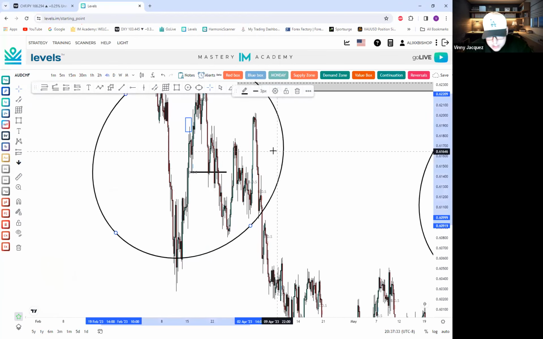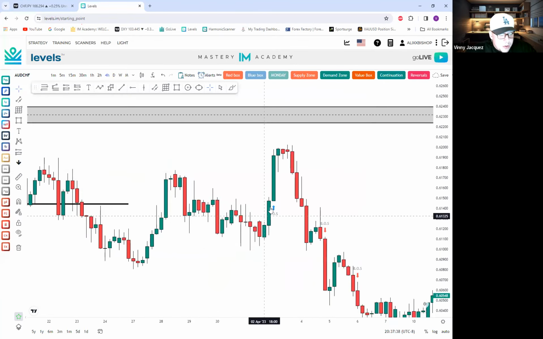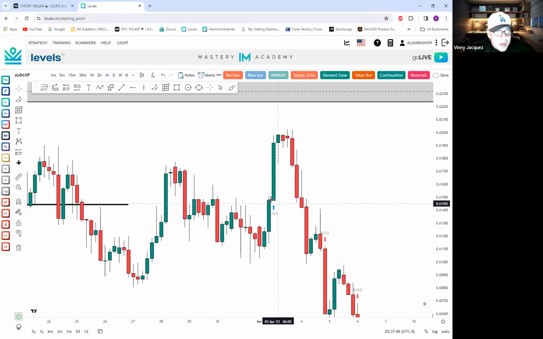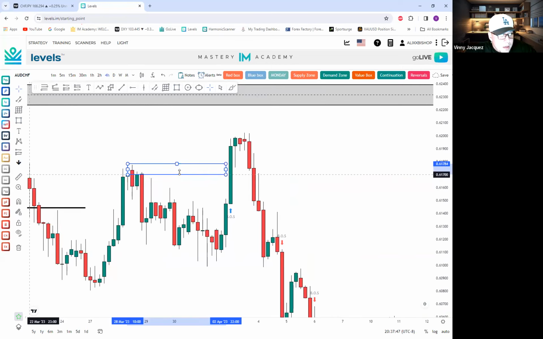Okay, let's delete that. Now we have another blue arrow right here, right? Which means there should be a blue box over here somewhere. Right over there somewhere. Now I'll go from wick to body.